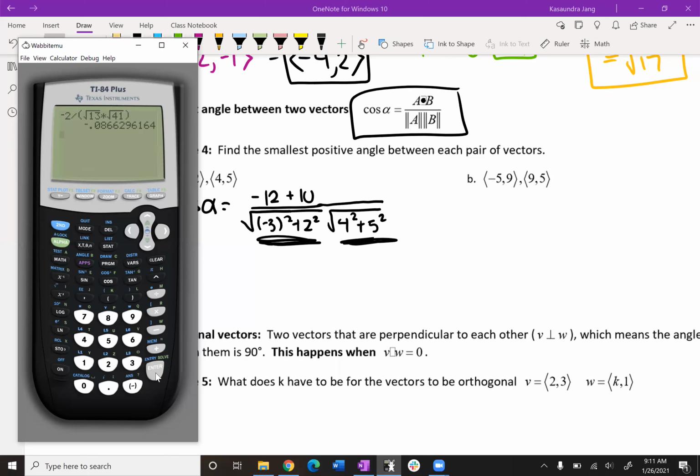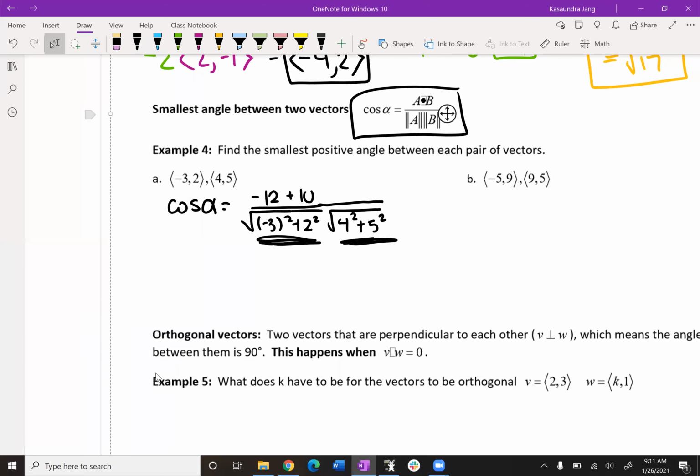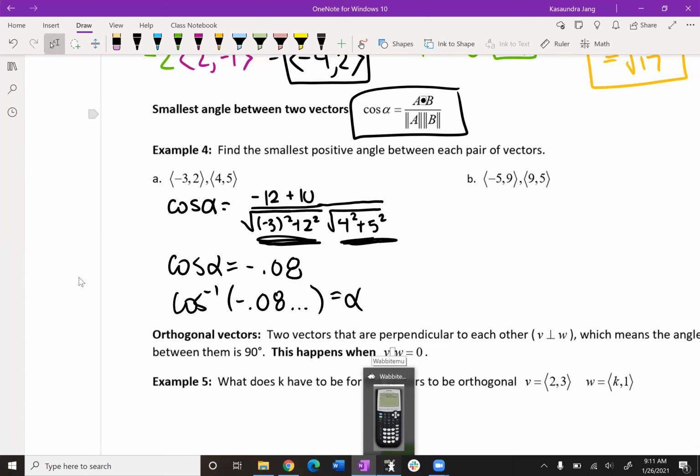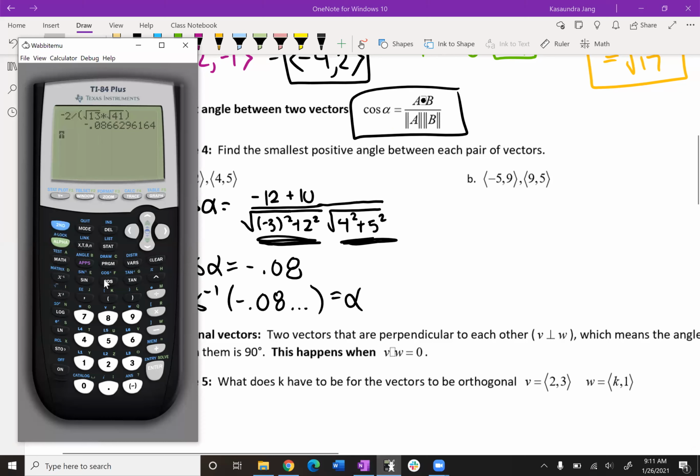Messy decimal. I like that it's between -1 and 1. Isn't cosine supposed to be between -1 and 1? All right, that's a good sign. -0.08, blah, blah, blah. I'm not going to mess with it in my calculator. I'm going to keep that whole thing in my calculator. And now I'm going to do the cosine inverse of that incredibly messy decimal. It's going to give me my alpha. So this is my smallest angle. So cosine inverse of that whole shebang there.